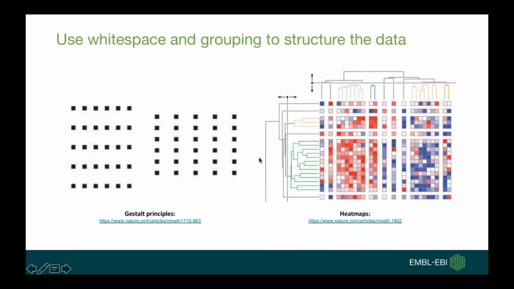What is interesting in this gap map from a visualization perspective is that it uses whitespace and grouping to structure the data. This is based on a set of principles called Gestalt, and one of them says that items that are closer to each other tend to be perceived as belonging to a group. This is why the dots on the far left are seen as belonging to lines, because the distance between the dots horizontally is smaller than vertically. On the other hand, these dots here are perceived as belonging to columns because the distance vertically is smaller than the distance horizontally.